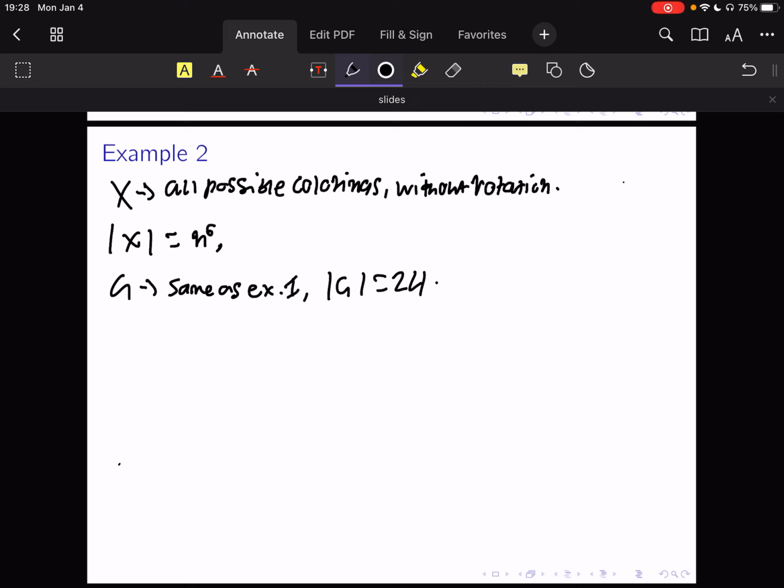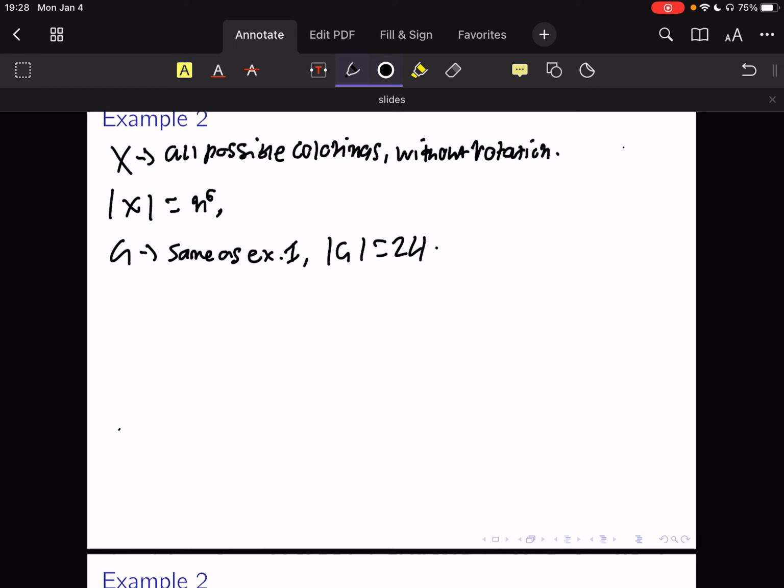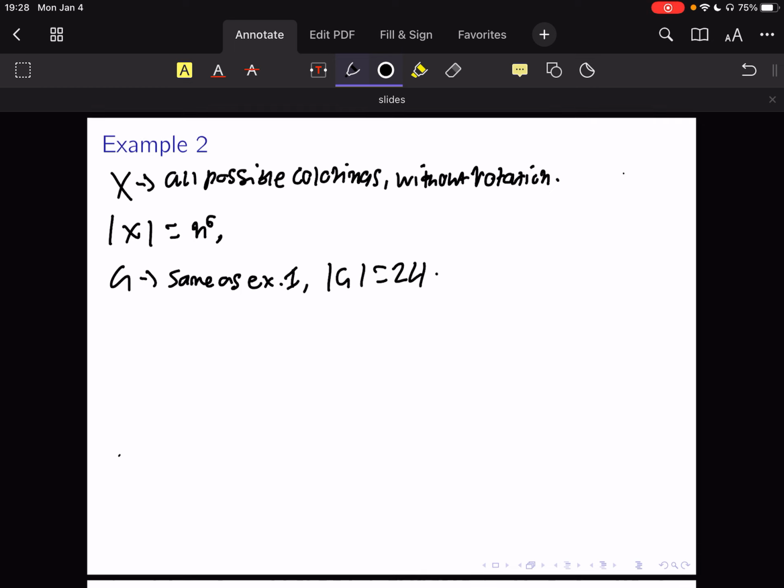But this time, since we can repeat colors and we don't actually know the number of colors, there could be fewer colors than 6, for example. We do have to consider each of the individual rotations in G, because there are fixed points this time. So let's look at them.